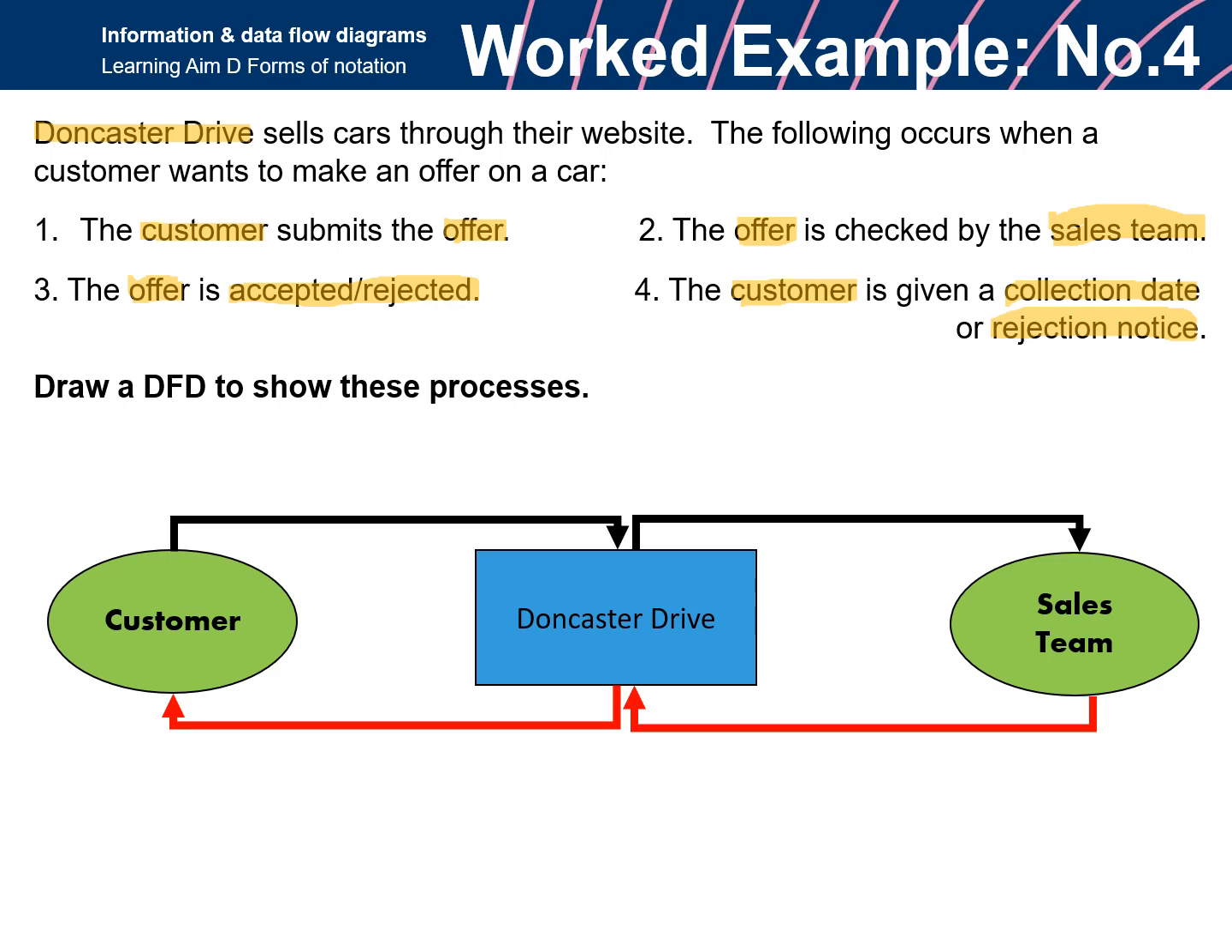So we've got our entities, which are the customer and the sales team. We also have Doncaster Drive, who sells the car through their website, shown as the entity in the middle. See if you can label the arrows for the data that is flowing on this system. We'll come together in a few seconds.